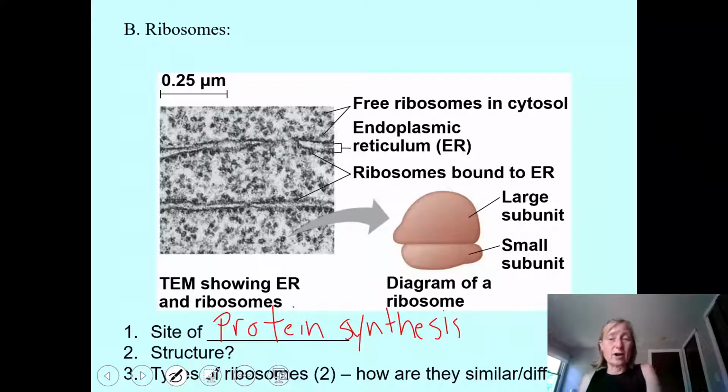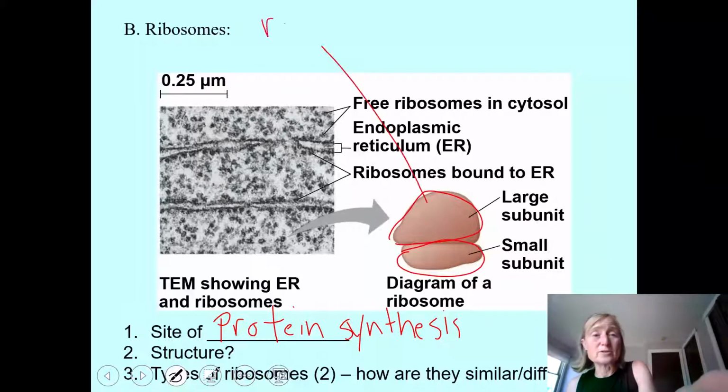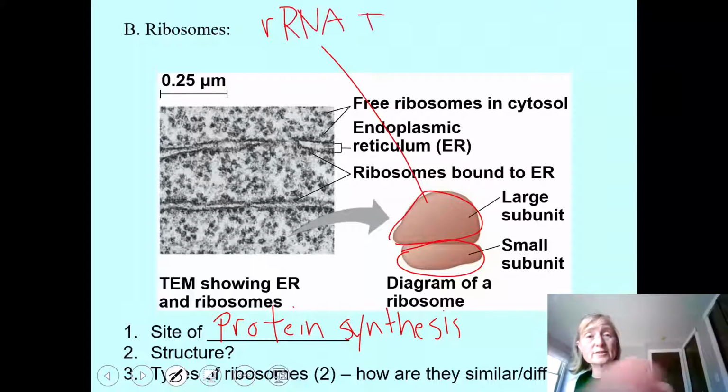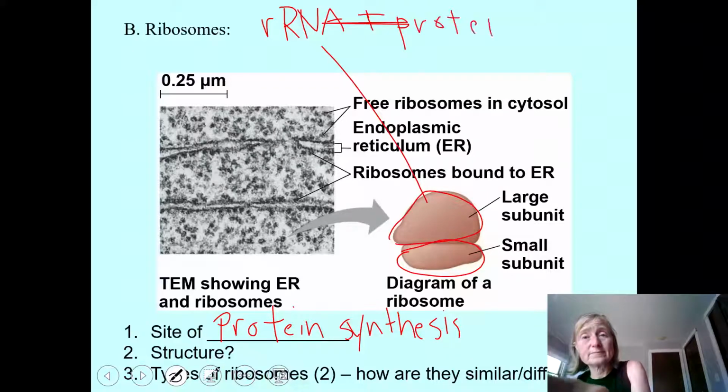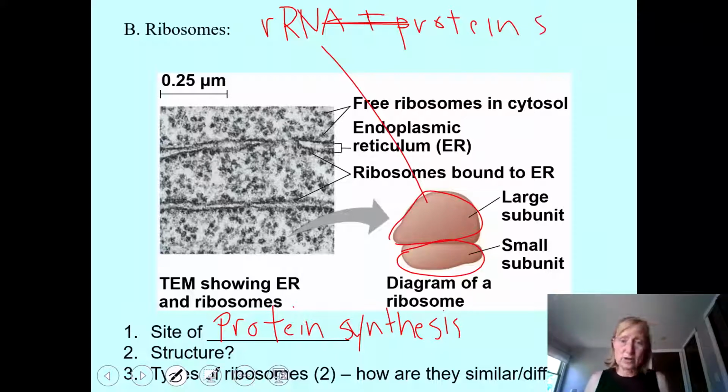Ribosomes are made of a large and a small subunit. Each subunit is made up of ribosomal RNA, so some nucleic acid, plus some proteins. Okay, the large subunit is made up of ribosomal RNA plus proteins, so is the small unit. Different proteins, different ribosomal RNA. And each of these subunits are put together in the nucleolus of a nucleus.